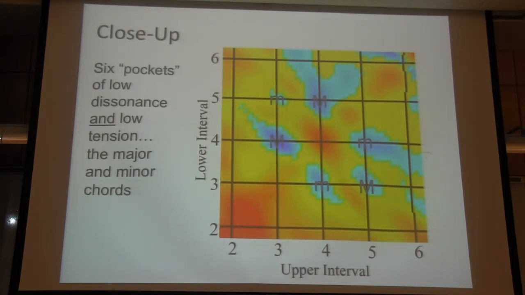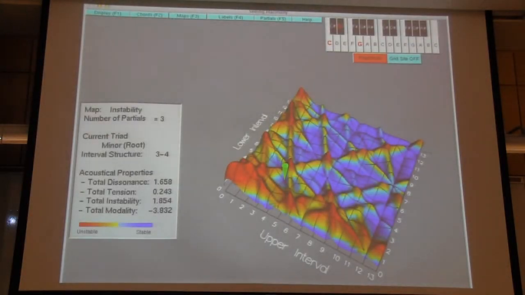So this was for us our first indication that maybe we're onto something, because this is a purely acoustical calculation we're making, or it's entirely computational. There's no music theory that comes into this to get these little locations of major and minor chords.